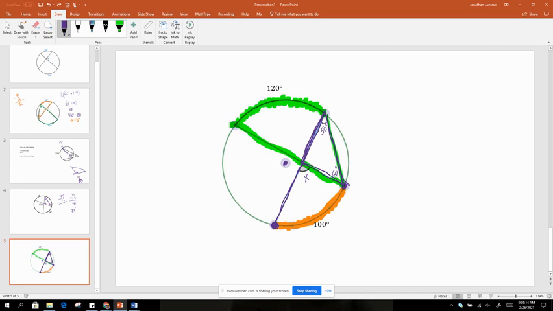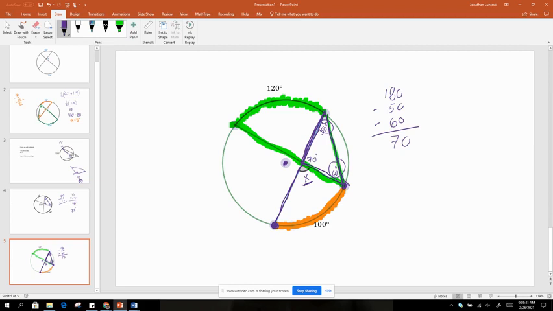Or if you remember the exterior angle theorem, which states that this exterior angle x is going to be the sum of these two angles here. So either way, if I did 180 minus 50 minus 60, that is going to get me that this missing angle over here is equal to 70.